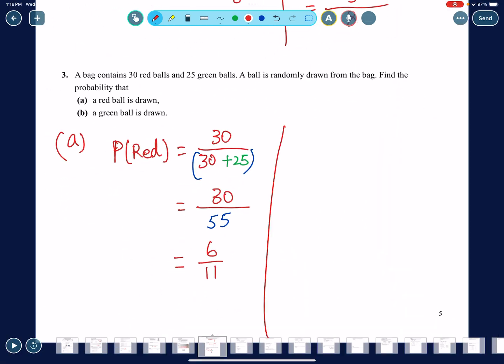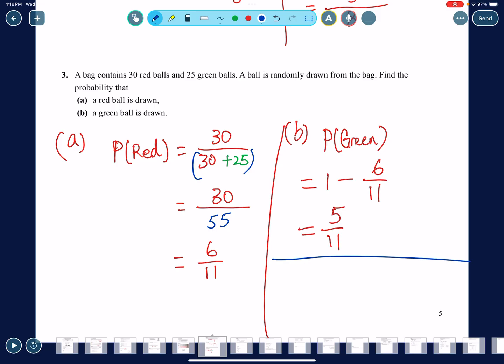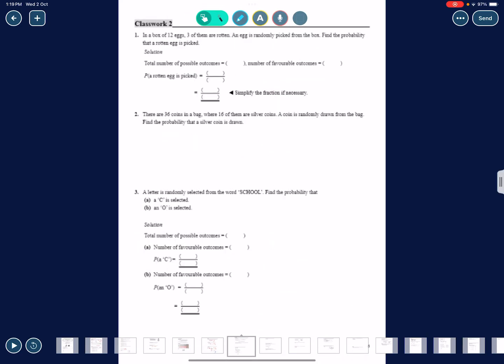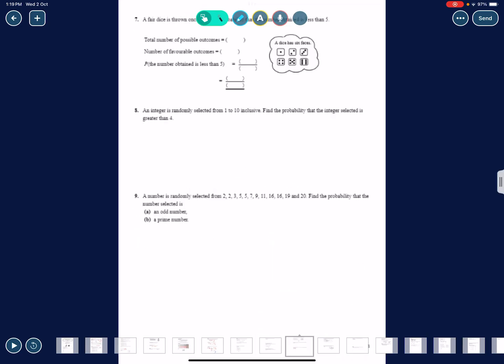Now, for the green ball, actually the green ball is the opposite of red here. There's a shortcut way of doing this. If you want a shortcut way, you can actually do 100% or just 1 minus. 1 is 100% in the probability world. 1 minus your fraction, 6 out of 11. So you're going to end up with 5 over 11. The longer way, of course, you can do it the normal way, which is 25 green balls over 55. You end up with 5 out of 11 as well. Okay?